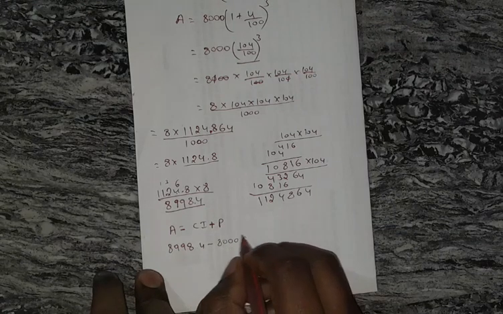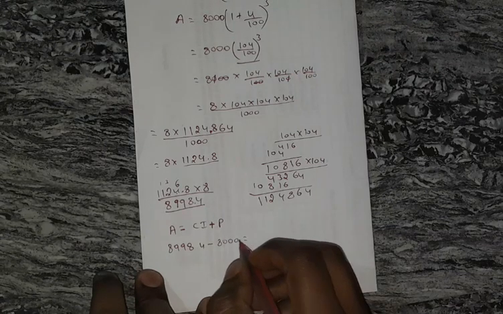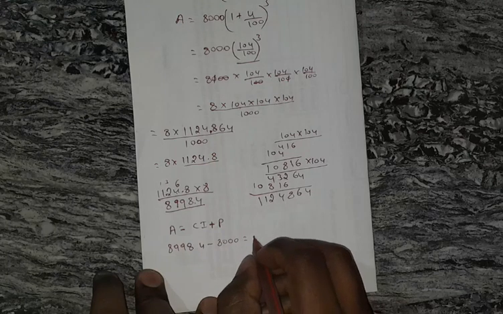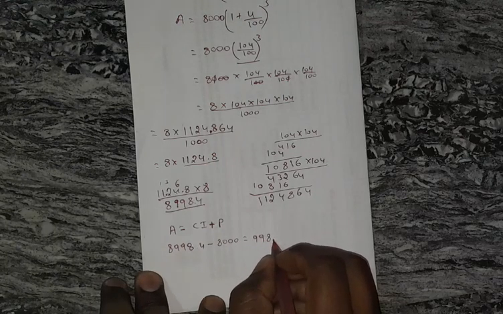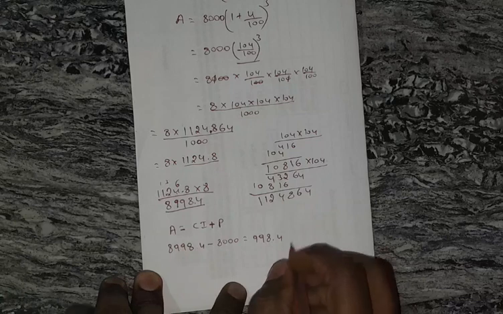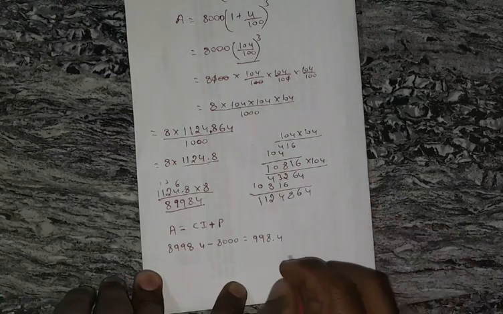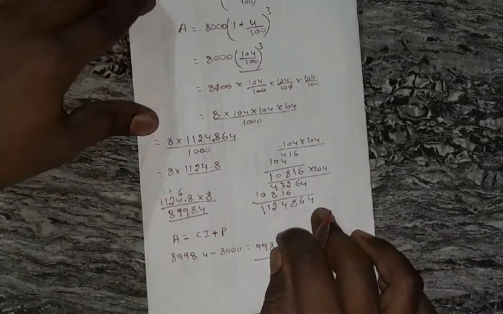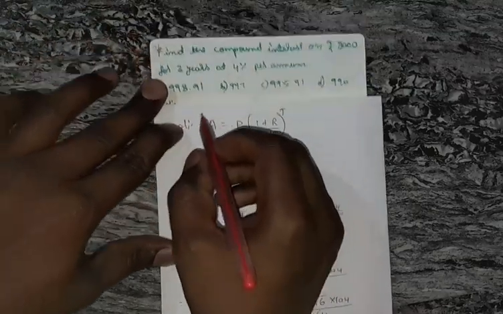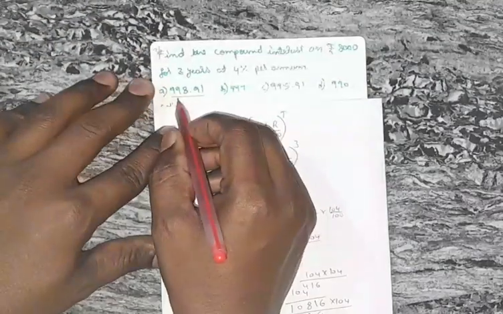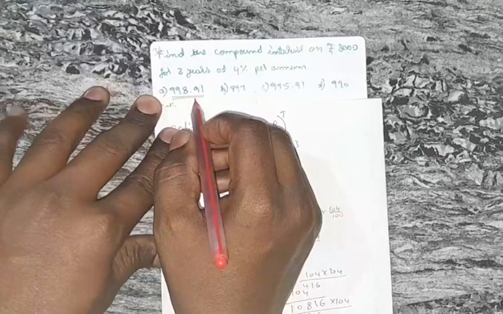Now we got the compound interest, that is 998.4. This is approximately 998. Option A is the required answer.